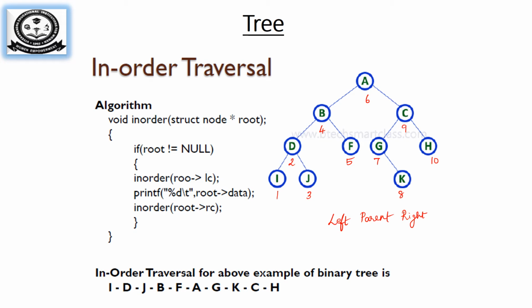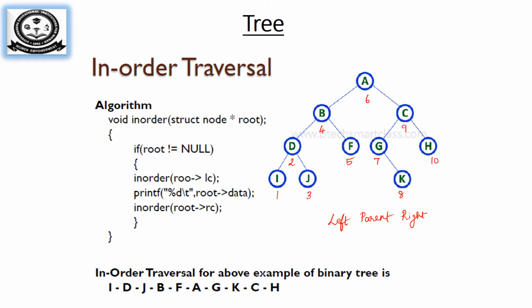Now we are coming to the right side. From A to the right side is C. We will not print C yet because it is LPR. So C, does it have a left child? Yes, it comes to G. Again, it checks whether G has a left child. No, G does not have a left child. So you have to print the parent node. So G will be printed.